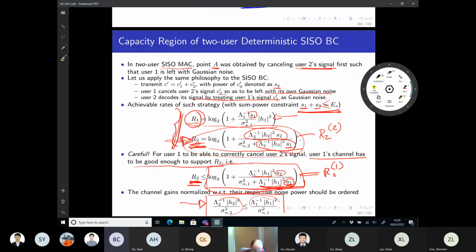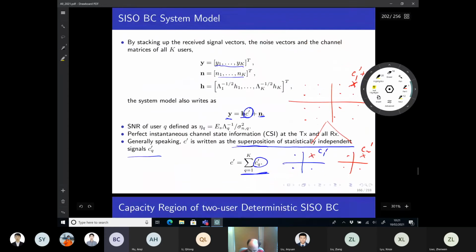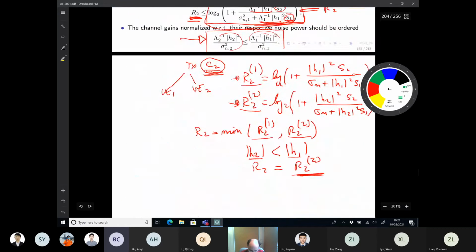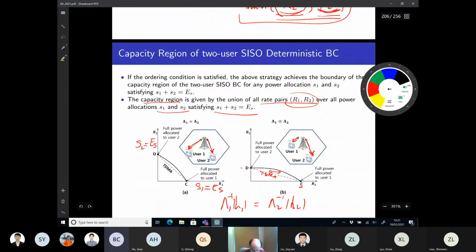So for instance, let's imagine that a good constellation that would achieve that rate would be QPSK, and here would be QPSK. That means that you will choose a point from a QPSK constellation for user 1 and a QPSK constellation for user 2. When you sum them up, this constellation will have, on average, a power S1, and this one will have a power S2, right? And this power allocation will depend on S1 and S2, and which point you want to achieve on the region, right?